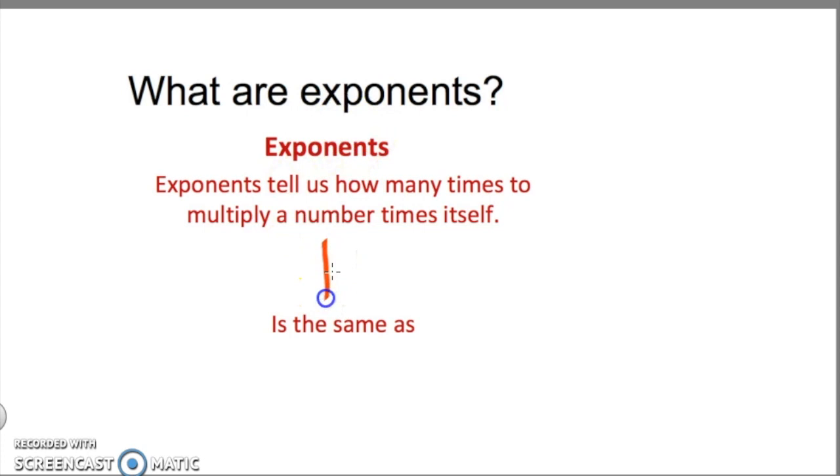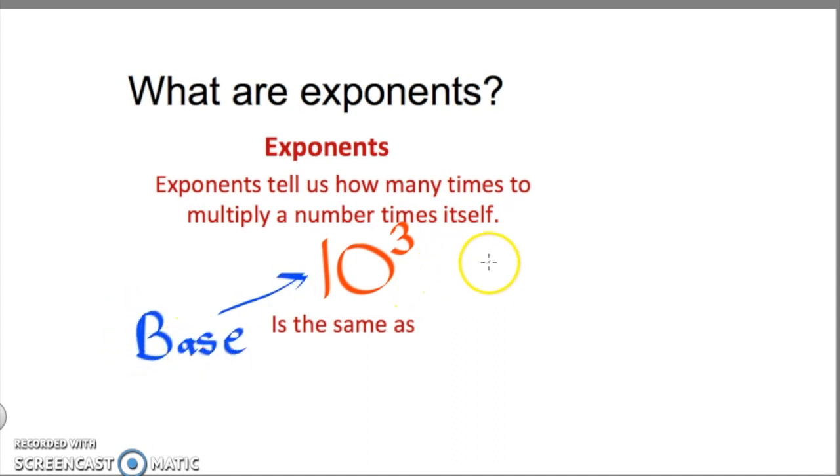So here I'm going to write down for you 10 with a little 3 on top. So let's go ahead and break down and define exactly what that 10 and that little 3 on top means. So the 10 is called my base, yes? And that little 3 sitting right on top of my 10 is called the exponent.